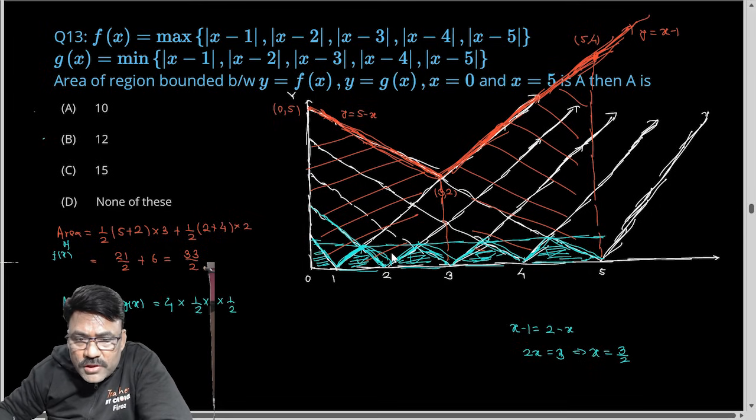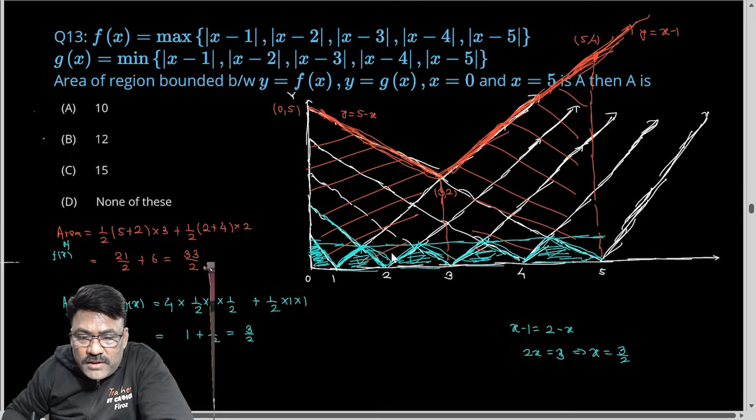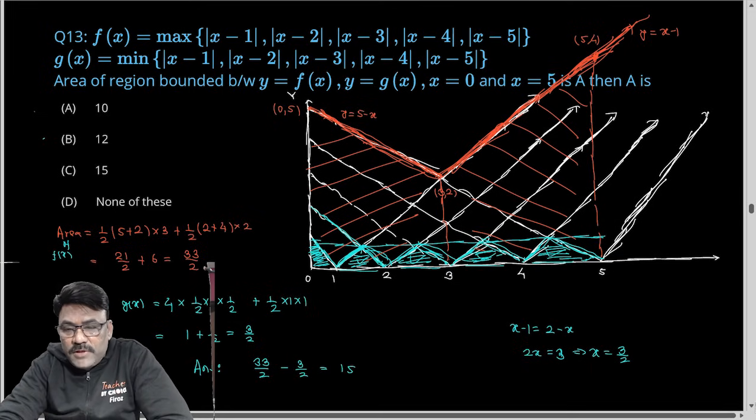And then I have one more triangle here, this triangle. This triangle has base length 1, altitude length 1. What area are you getting here? You are getting 1 plus half, so it is 3 by 2. So hence your final answer is what? Upper area is 33 by 2. Lower area is 3 by 2. So it is 15. So your final area should be 15, upper minus lower.